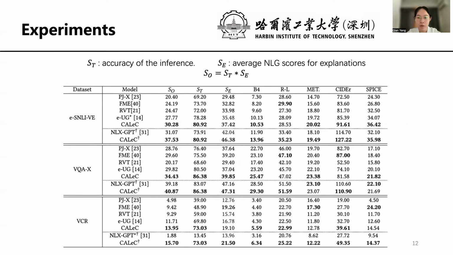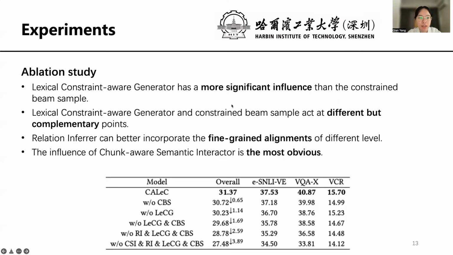We compare our proposed method against 5 strong methods on 3 datasets. We use 3 evaluation scores, ST, SE, and SO. ST represents the inference accuracy. SE represents the average natural language generation score of explanations that are inferred correctly, and SO represents the overall performance. We can see that our method achieves the best performance, substantially surpassing all the baselines, and the ablation study also verifies the effectiveness of our method.